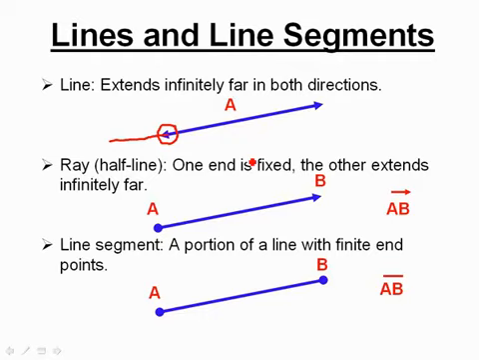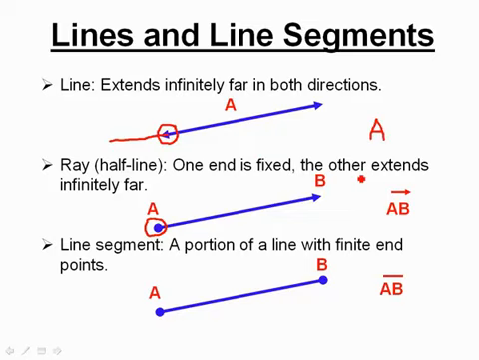Exactly. Whereas a ray, sometimes referred to as a half line, has one fixed point, you'll see the little dot there, and the other end extends infinitely far. For a ray, you'd say the two endpoints, A, B, with a little arrow over it to show that it goes infinitely far in B. A line, you basically would just say line A. Yeah, it's just line A.